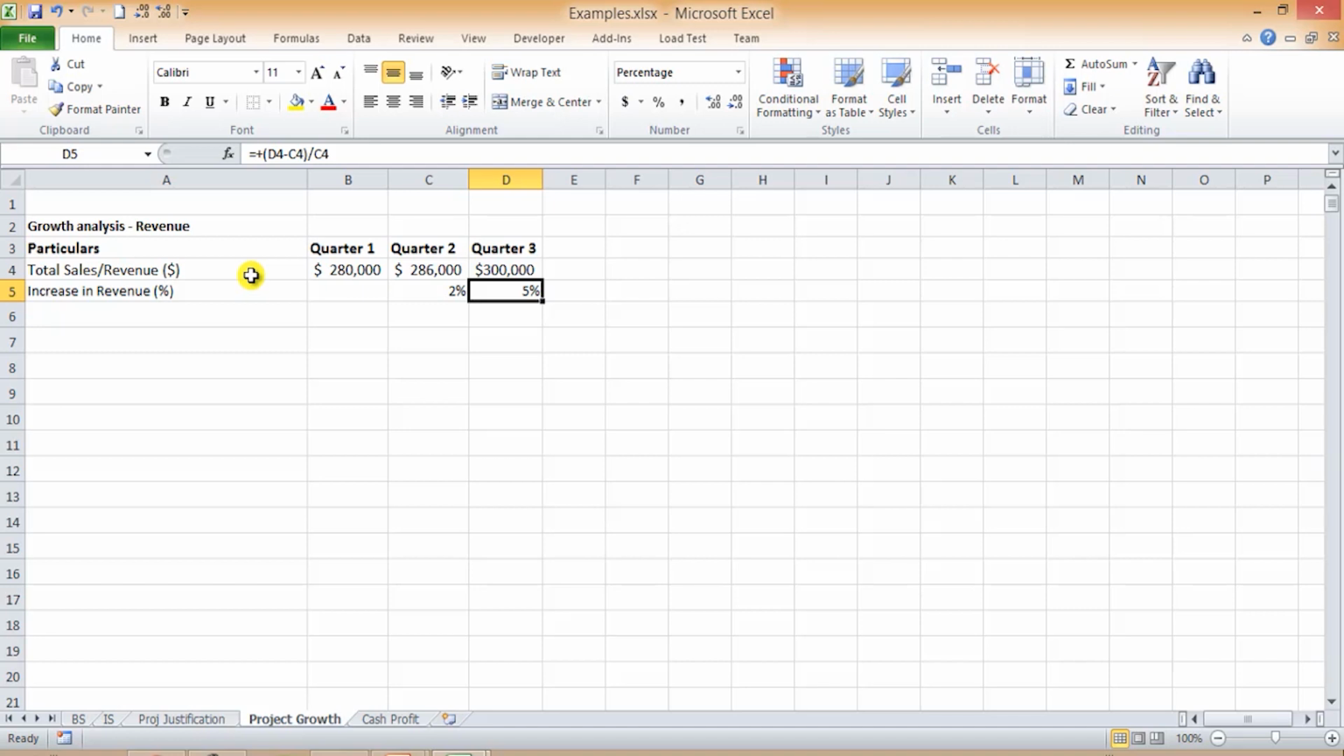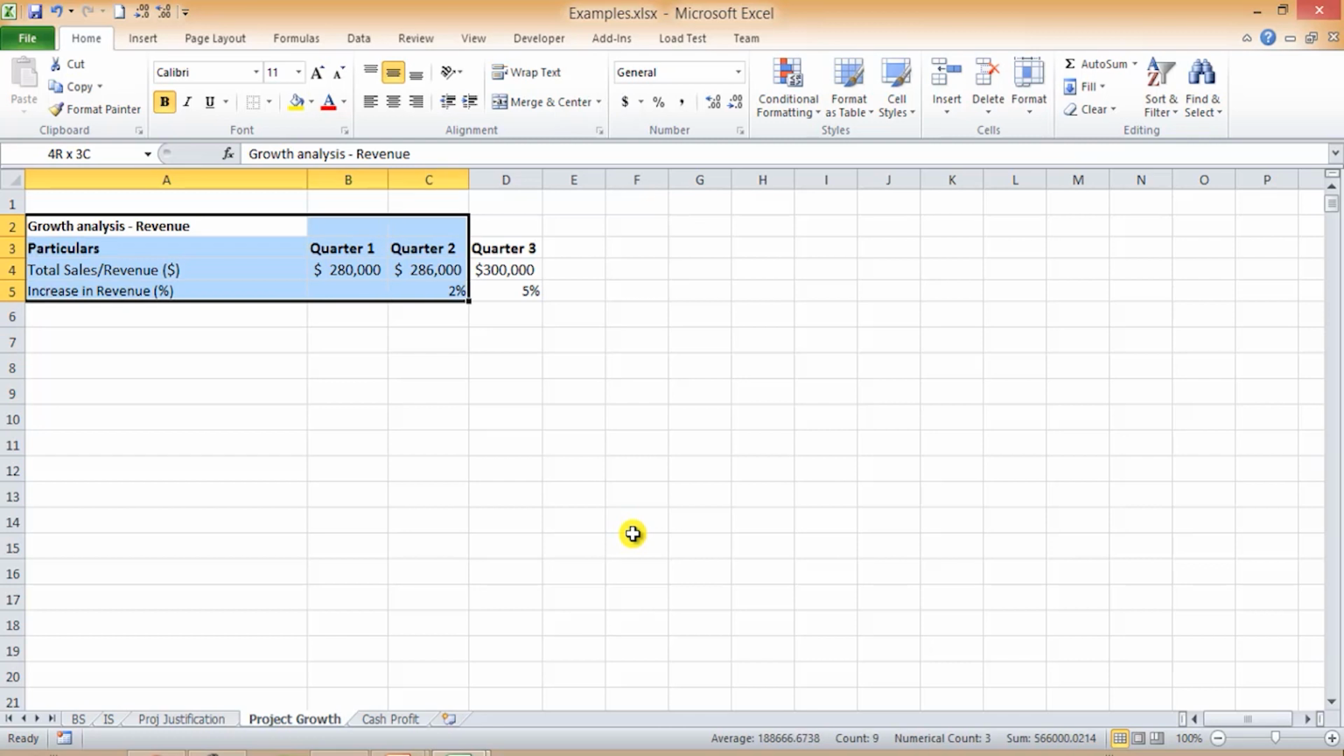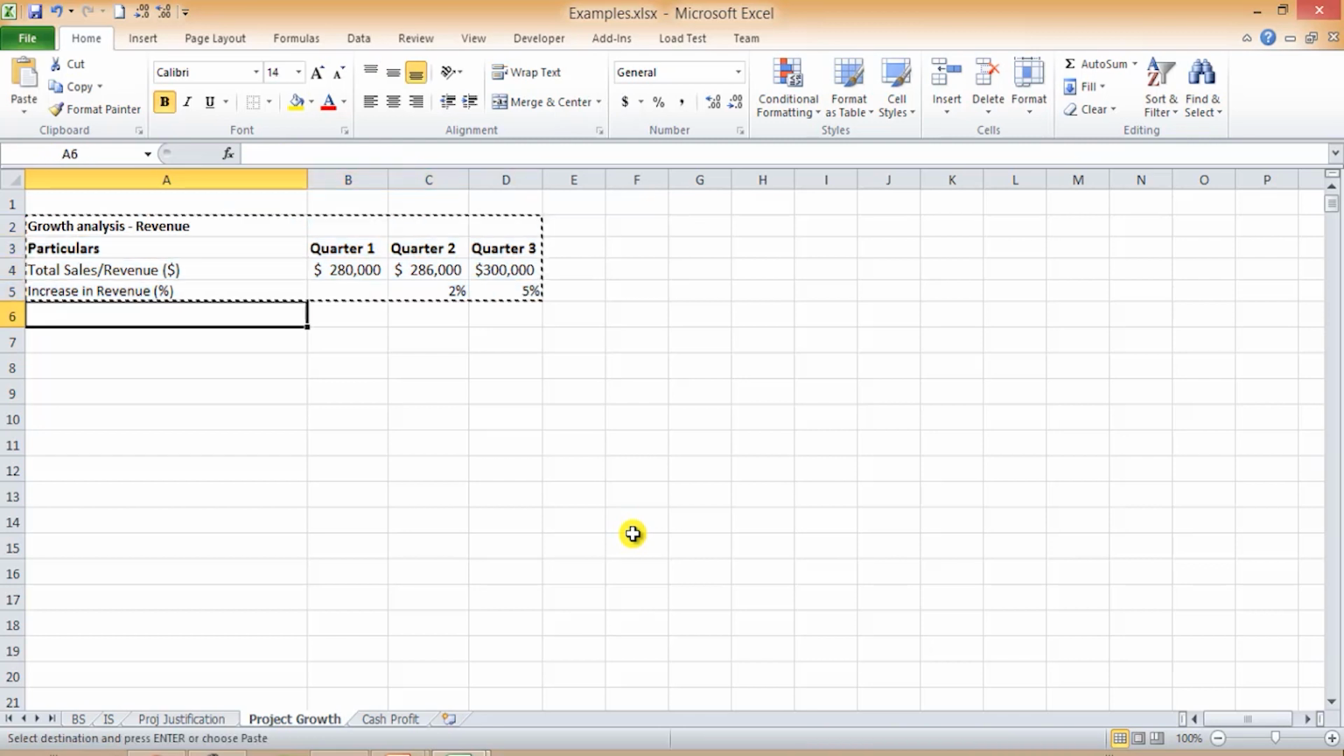That's why it's said that the profitability analysis or the net income analysis is a much more preferred method to determine the growth of the project. Also, the management is mostly interested in determining the project profitability, not just the increase in the revenue. So now let's go ahead and see how you make the growth analysis in terms of net income or a percentage.